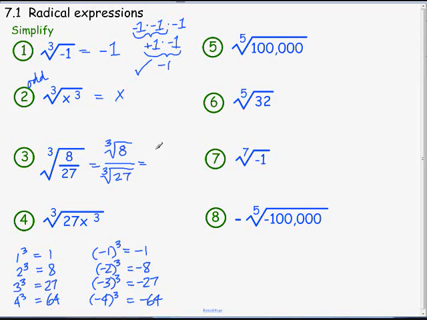This then is 2 over 3. See how quick it is if you happen to know that 8 is a perfect cube and 27 is a perfect cube. Same thing here, it's pretty quick to do if you recognize your cube root of 27 is 3, and of course the cube root of x cubed is going to be x.